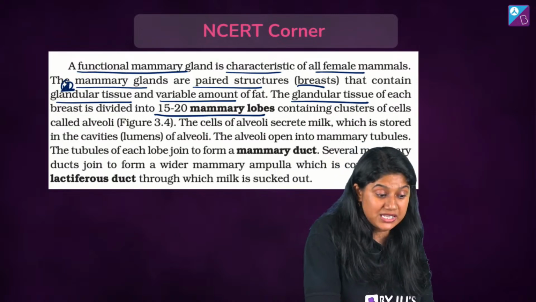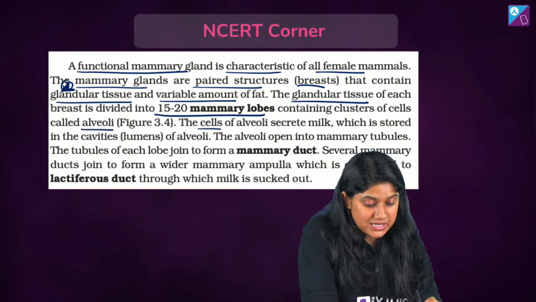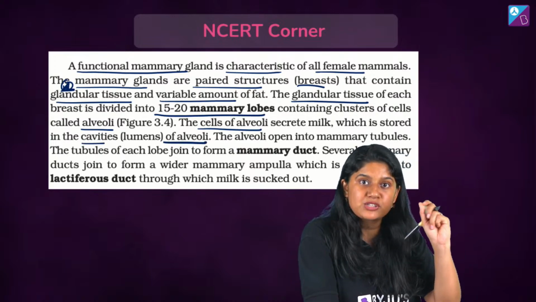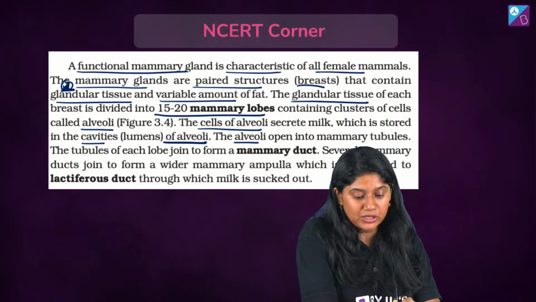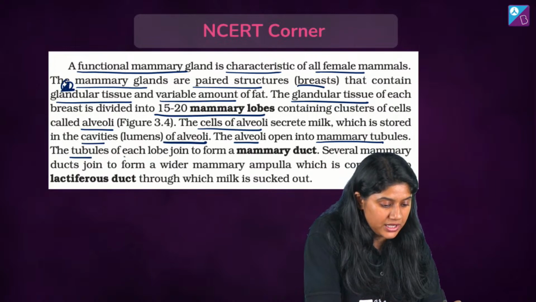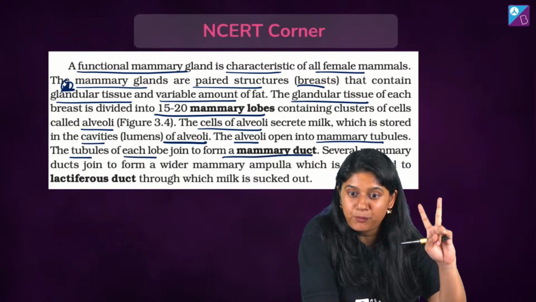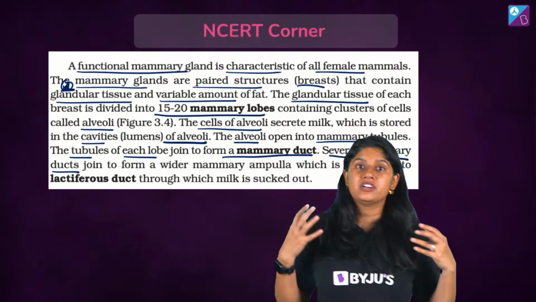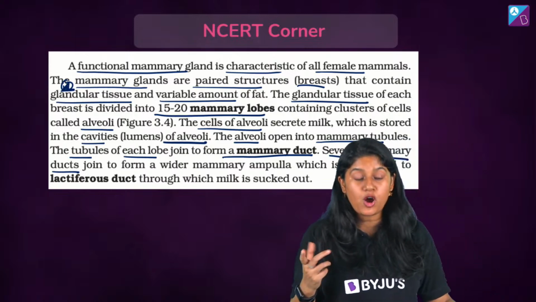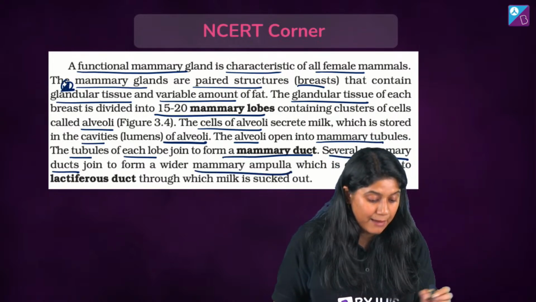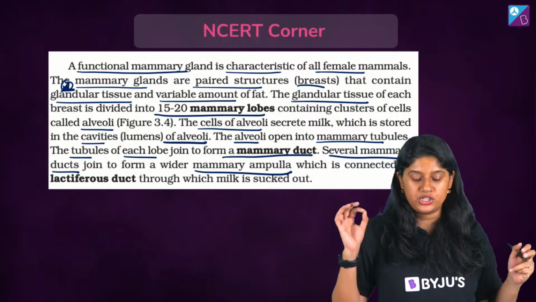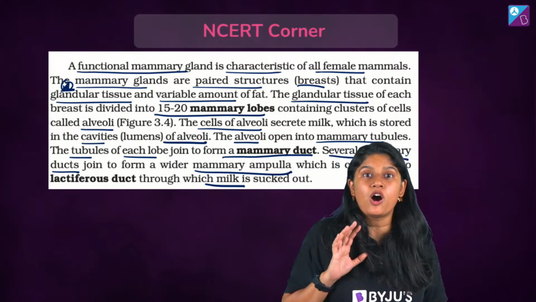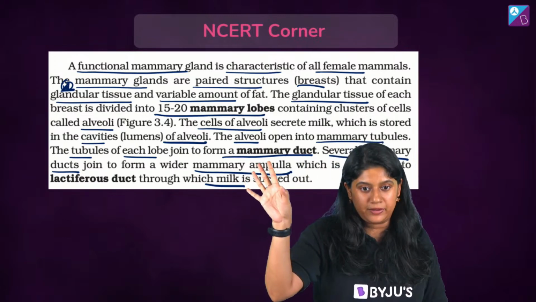They contain clusters of cells called alveoli. The cells of the alveoli secrete milk, which is stored in the cavities (lumen) of the alveoli. The alveoli open into the mammary tubules. Tubules of each lobe join to form the mammary duct. That's the second important passage. Several mammary ducts join to form the wider mammary ampulla, which is connected to the lactiferous duct through which the milk is sucked out. Everyone, are we clear? Easy peasy. I'm sure you have a clear-cut picture now of how the flow is happening. Clear?